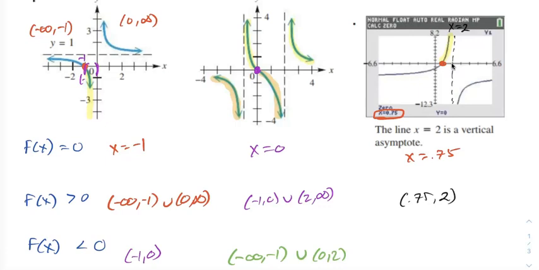And then you're below 0 everywhere else, right? We're below 0 here and here. So that'd be everywhere else. Let's put that down. It'll be -infinity to 0.75, union, and then this starts at 2 because of the vertical asymptote, 2 to infinity. So there we go. That's how you solve a rational inequality given a graph. You just look at it and go, okay, where does it equal 0? And then where is it above the x-axis, and where is it below the x-axis?